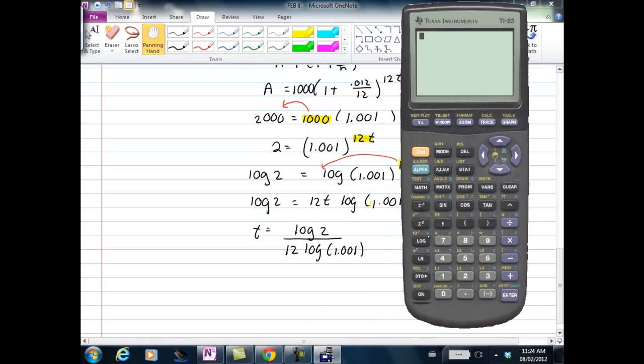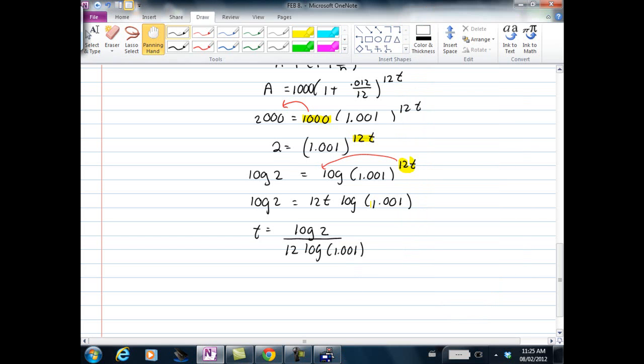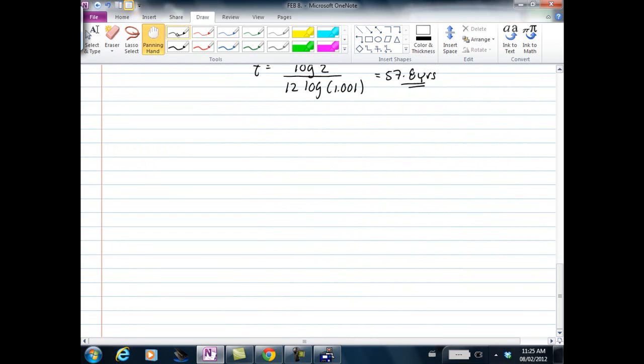So let's do this slowly. So this becomes log 2 divided by 12 times log 1.001. Bada boom. I would have to wait 57.8 years for my money to double. And that's how we do investments. 57.8 years. I'm going to give you one more question for you to try on your own before I do type 2. So guys, try this on your own before I do type 2.